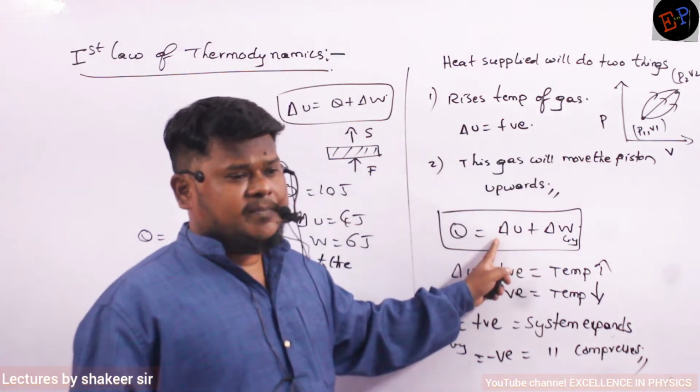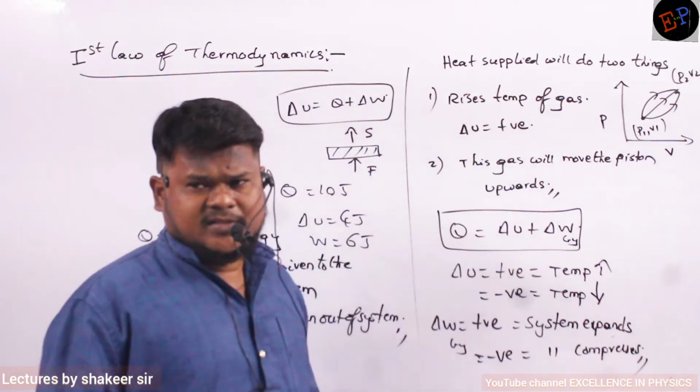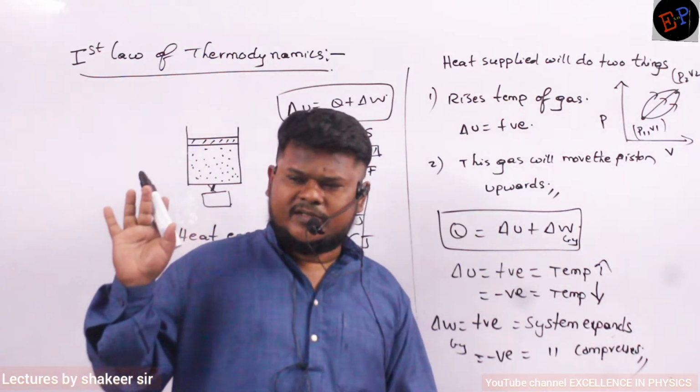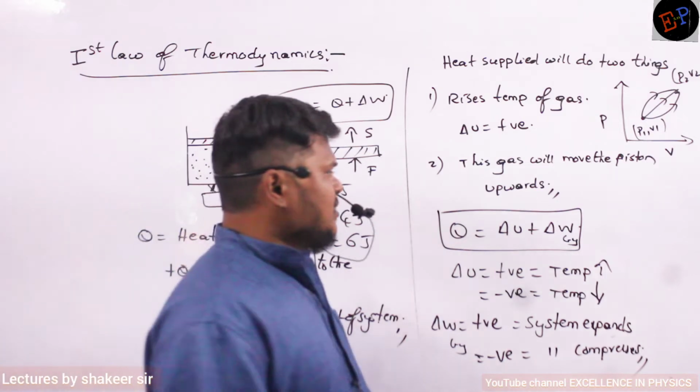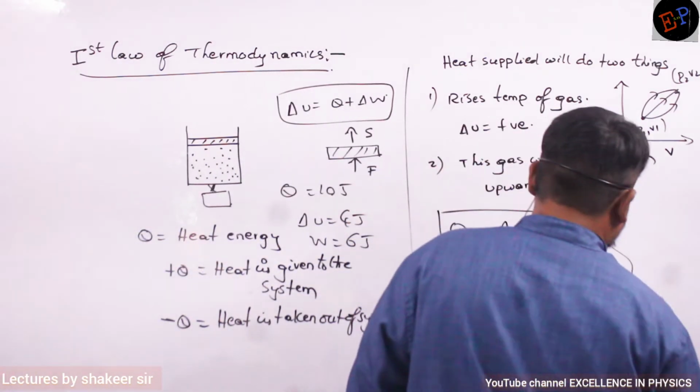But in all the three processes, delta U remains the same. Why does delta U remain the same? Because the initial points and final points are the same, no? Change in internal energy always remains constant. Understood? Make a note. So therefore, in this diagram only, you can define.